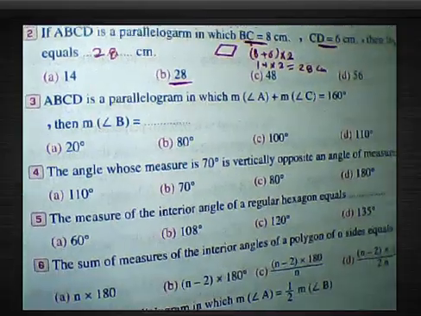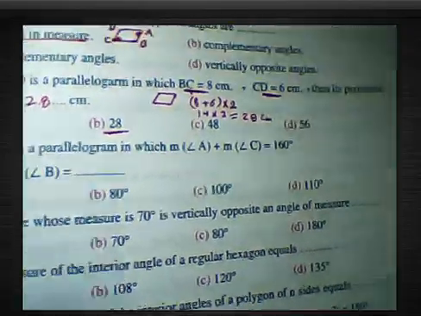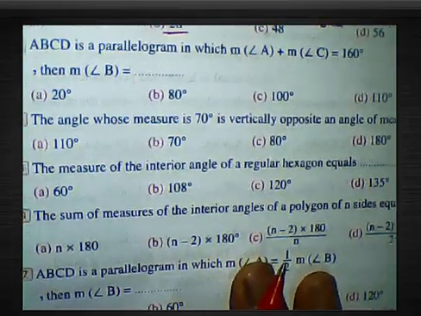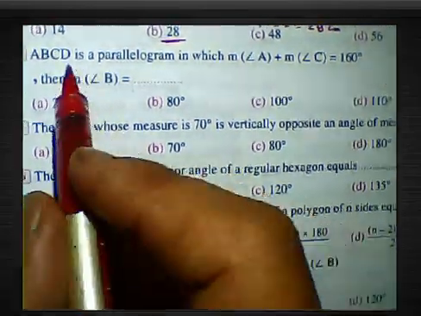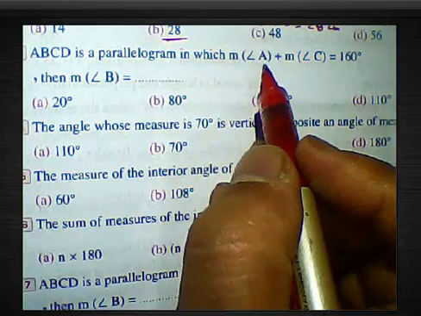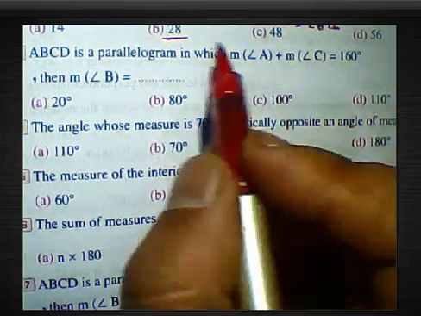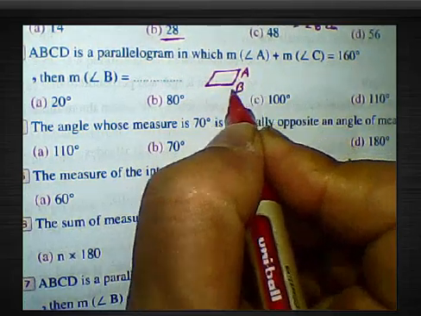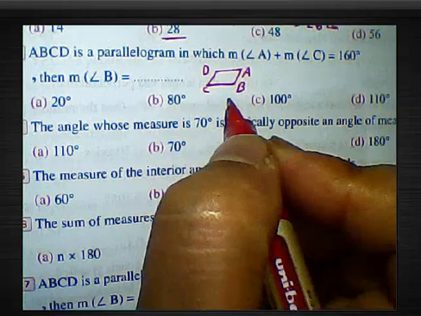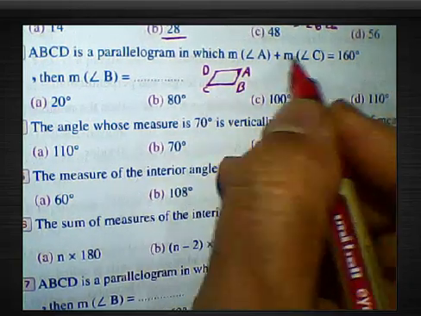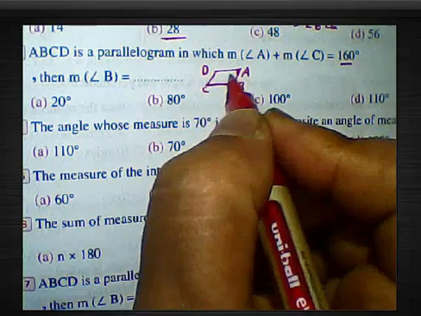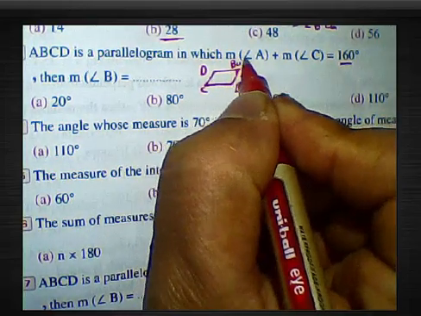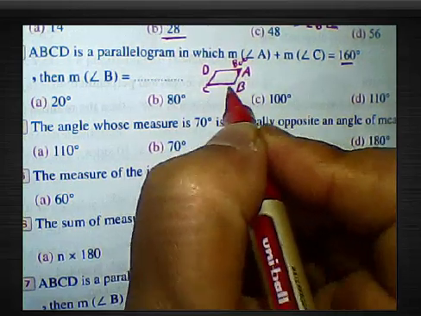Next question. Question number 3. ABCD is a parallelogram in which measure of angle A plus measure of angle C equals 160, then measure of angle B equals. We have ABCD parallelogram, measure of angle A plus C equals 160, then the measure of each one of them equals 160 divided by 2 equals 80 degree. The measure of angle A equals 80. He asked about measure of angle B.